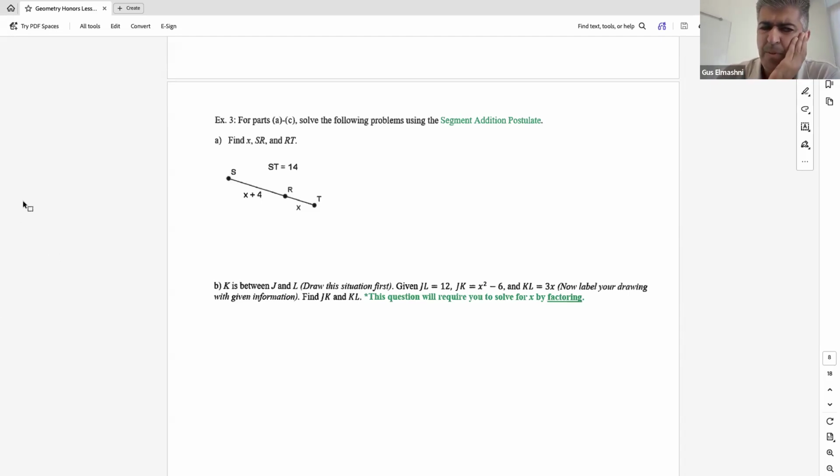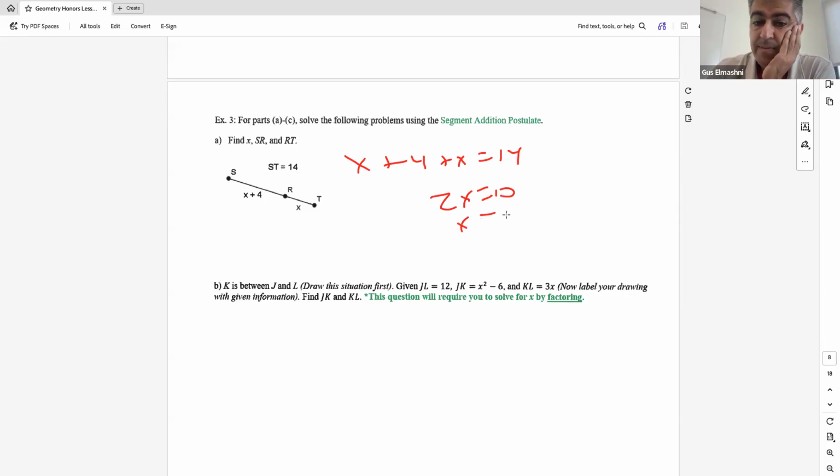So I think A is pretty straightforward, right? X plus 4 plus X equals 14, right? Made it this far, you guys should be okay with your algebra. X is 5. You have 9 and 5 for this, and then, yep, easy peasy. Of course, yeah, good, yeah.